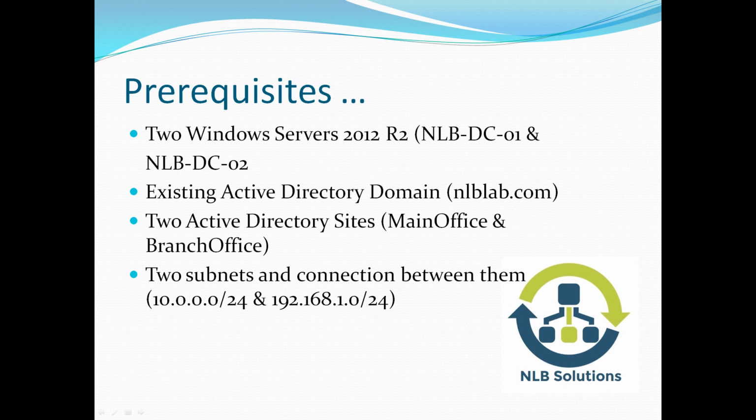I've created a main office and a branch office, and you need to have 2 subnets and of course routing between them. In my case it's 10.0.0.0, which is a 24-bit subnet, and 192.168.1.0, again a 24-bit subnet. So let's start with the demonstration.